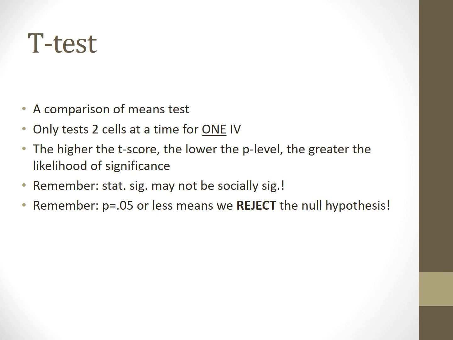So it's a t-test. The next step means you are looking at a comparison of means, or averages. What you're looking at are two cells at a time with one independent variable.